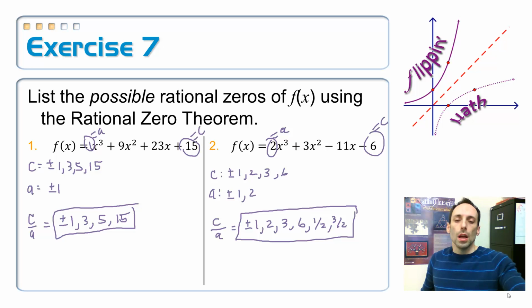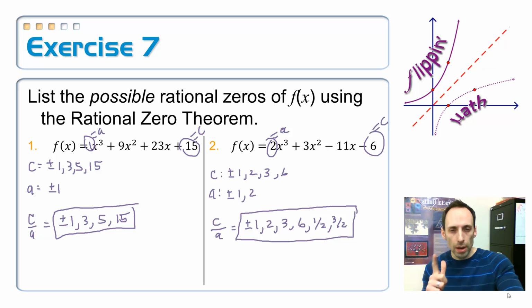On the second one, it's a little bit trickier because the leading coefficient is 2. So I write down my 1, 2, 3, and 6 for factors of 6, and I'm going to divide them by both 1 and 2. Dividing by 1 doesn't change them. Dividing by 2 only affects the odd ones. So 1/2, when I divide 2 by 2, I get 1, it's already in my list. 3/2, and then 6 divided by 2 gives me 3, which is already in my list.